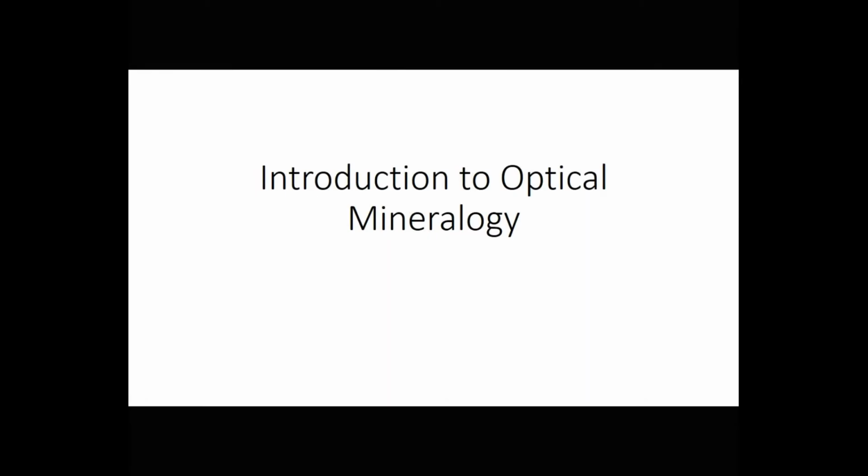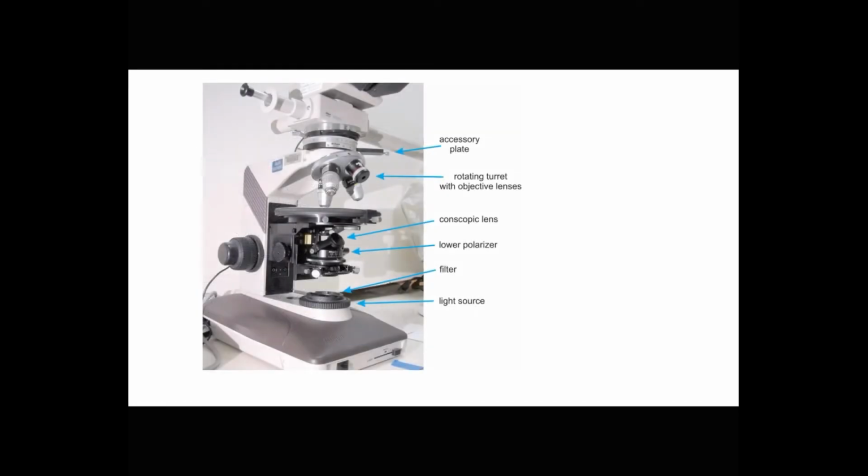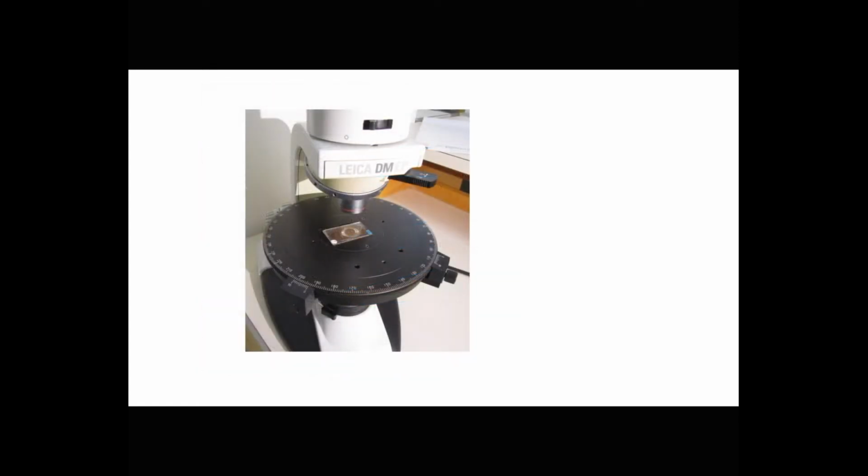Optical mineralogy is the study of minerals and rocks by examining the way they interact with light. Most commonly, this means preparing thin sections, which are very thin slices of rock glued to a glass slide. We look at thin sections using a special microscope called a petrographic microscope.